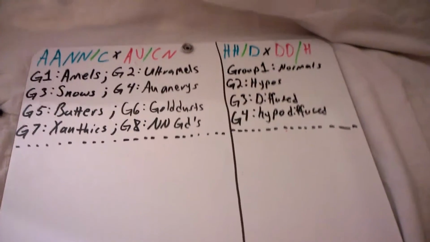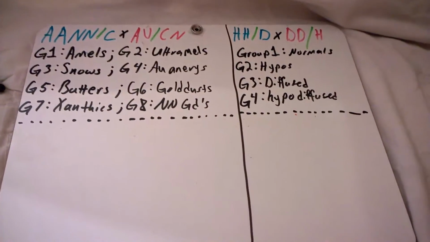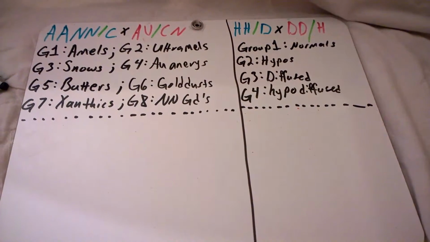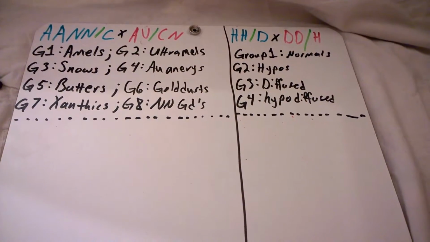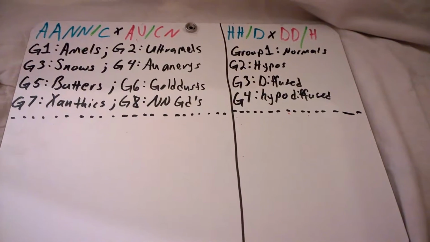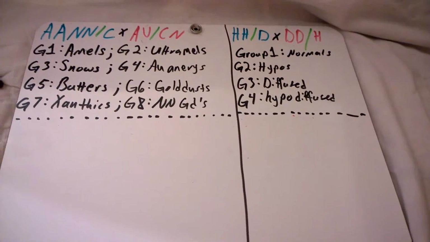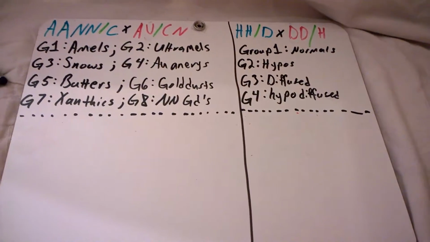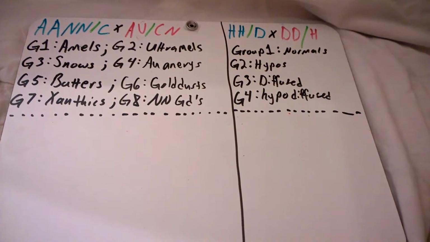But this is a video that's going to be outlining in corn snake breeding how to calculate multiple genes when you're breeding. When you're putting pairs together, you're trying to figure out what genes are going to line up with what and what the odds are of you getting a certain gene.